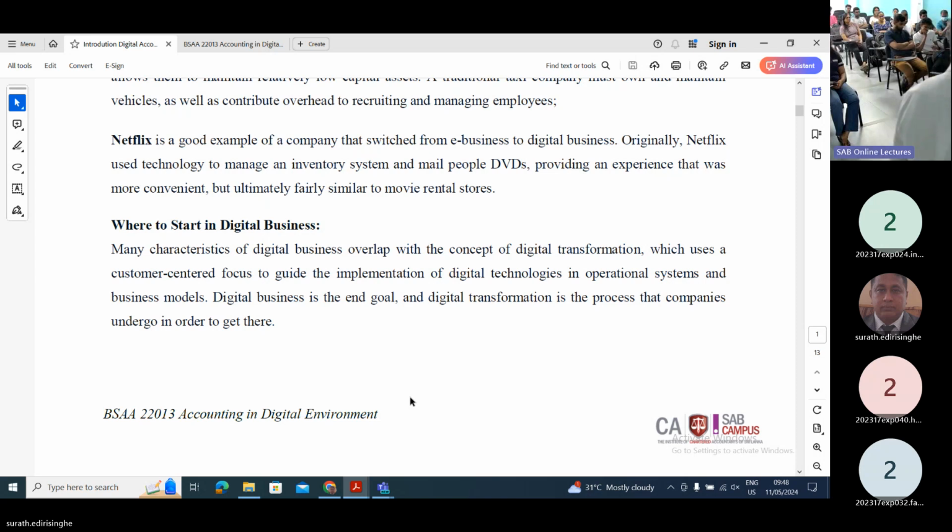Digital business is the end goal, the ultimate purpose. And digital transformation is the process that companies undergo to get there, in the beginning. From where you start converting business from manual to digital, we call digital transformation. The end goal is the digital business.